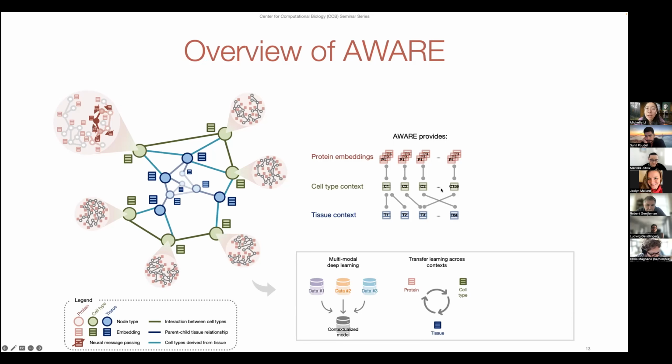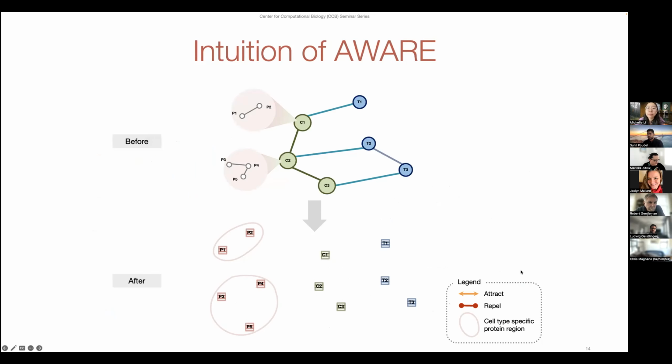protein embeddings, 156 cell type embeddings, and 62 tissue embeddings, which in comparison to prior methods, those only have one condition of the protein represented. And with these contextualized embeddings, we can then perform contextualized predictions. For example, given the cell type context and a candidate protein, can we predict whether or not it's a safe and effective target for a drug?